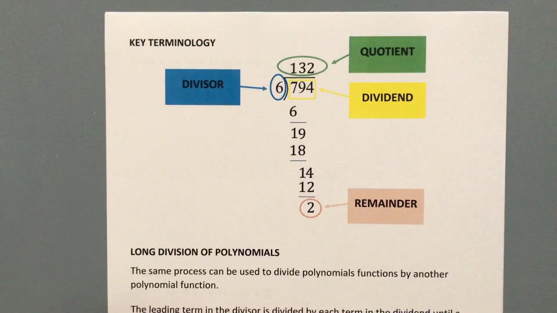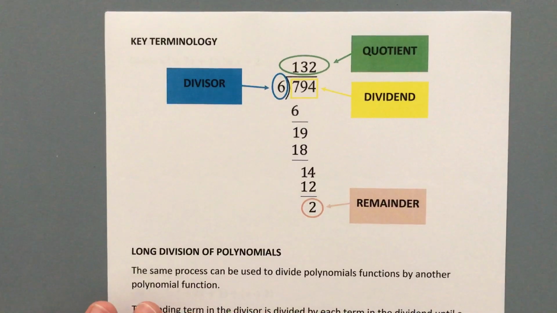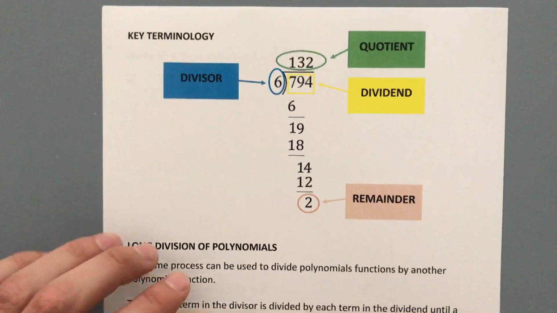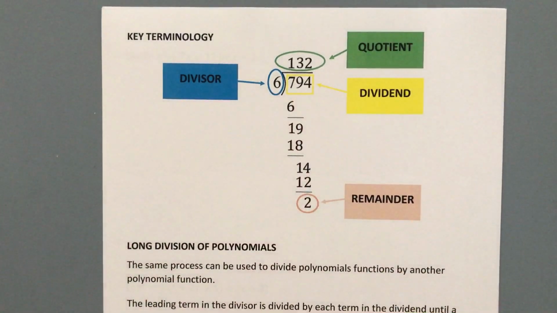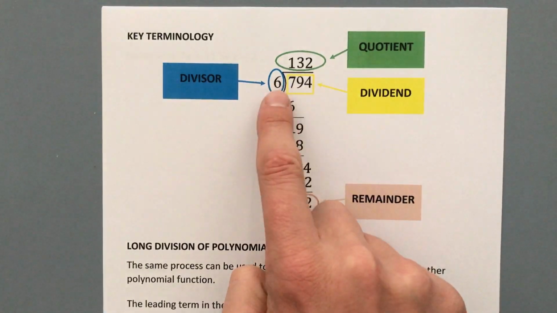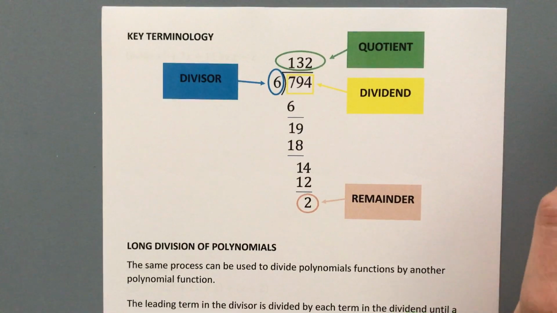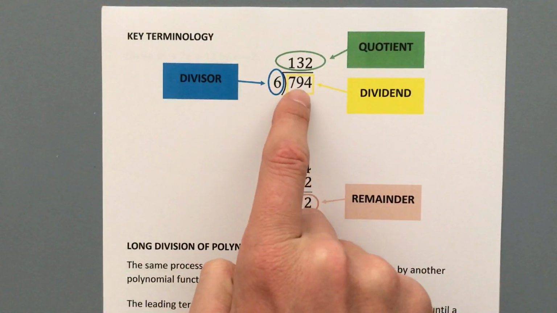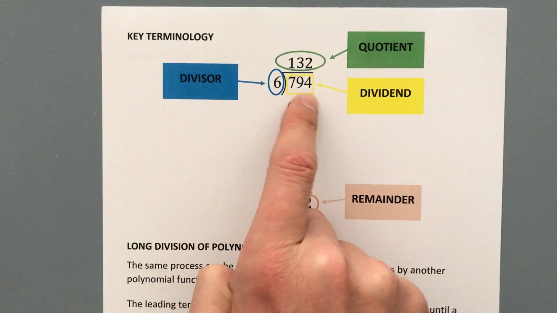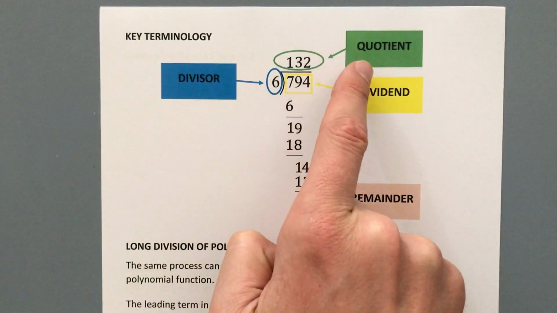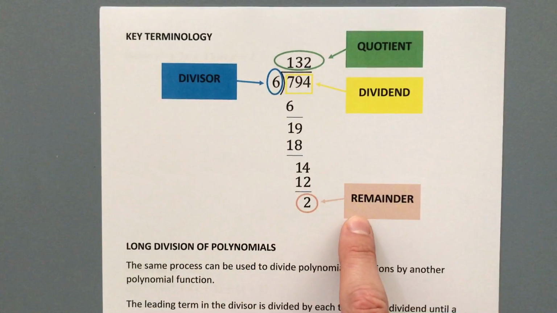Some key terminology for this particular part is looking at that example we just looked at on the board, 794 divided by 6. There are 4 main parts to this long division algorithm that you need to know the technical terms for, because they get referred to quite a bit throughout this topic. You have a dividend, which is the number that's being divided. You have a divisor, which is the number that is doing the division. You have a quotient, which is the result, and then you have the remainder.